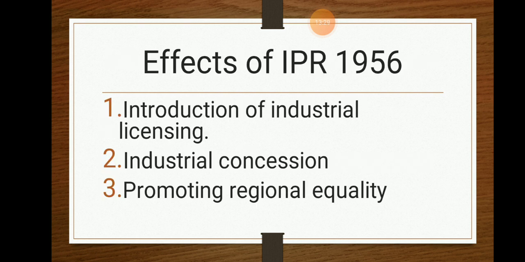Okay, so now we'll study the effects of IPR 1956. How did the IPR affect the industrial revolution? How did the reforms shape the industrial revolution? First, as there were many industries, it was very difficult for people to keep in mind whether a particular industry was public sector or private sector. Because of this, the government introduced a new policy, that is, the introduction of industrial licensing.